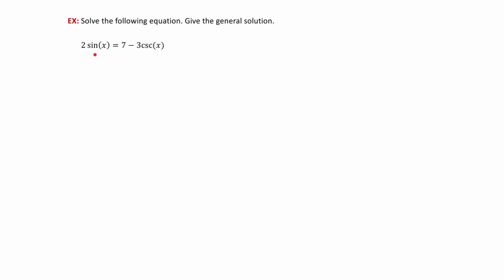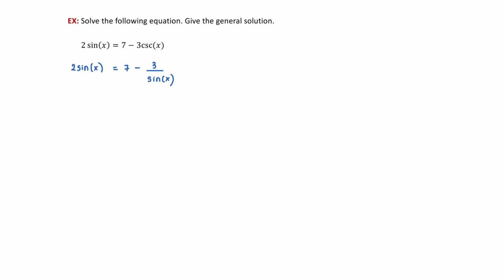I see that I have 2 sine x on the left and 7 minus 3 cosecant x. And as I said at the very beginning of this video, whenever we have cosecant, what we want to do is to rewrite it in terms of sine. That tends to be a pretty helpful thing to do. So let's go ahead and do that. I'm going to write 2 sine x equals 7 minus 3 divided by sine x.